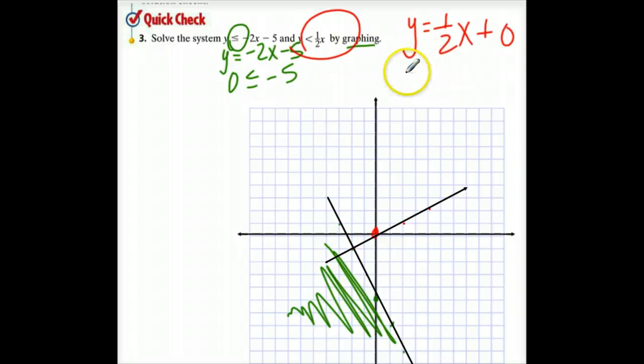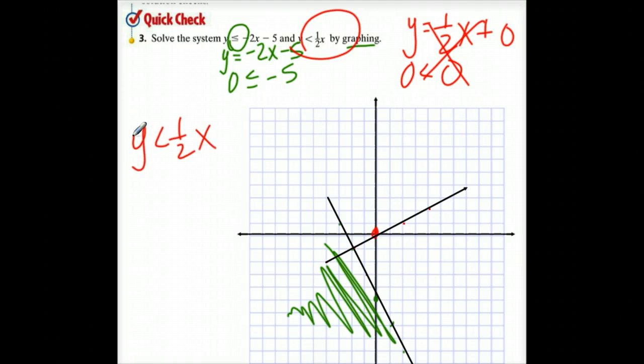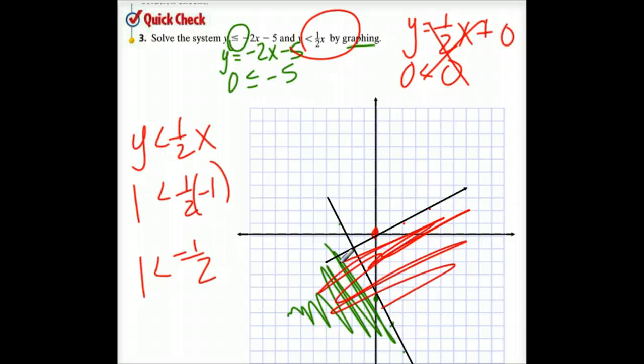What side would I shade? Is 0 less than 0? If this was an equal to sign, this would make sense. But 0 is not less than 0. So I'm not going to shade, oh, I can't use 0, 0 because my line goes through 0, 0. Don't do that point. Let's use a different point. How about negative 1, 1? So x is negative 1 and y is 1. Is 1 less than negative half? Well, no, 1 is greater. So I'm actually shading everything on this side of my line.